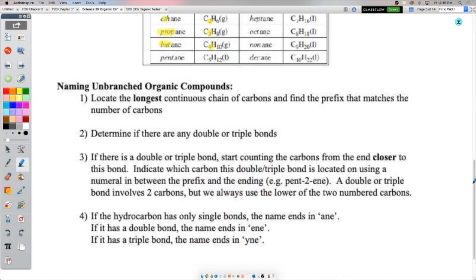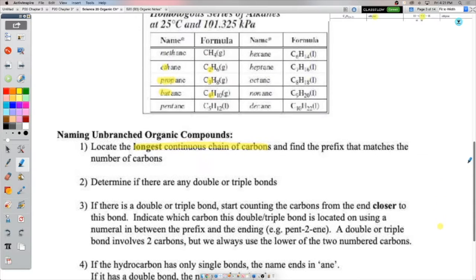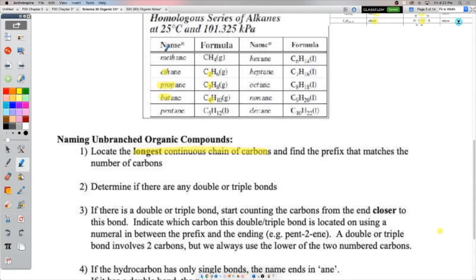Let's just quickly go through all the rules and then we'll do some practice with these unbranched hydrocarbons. So what do we need to do? First things first, locate the longest continuous chain of carbons. Then we're just going to find the prefix that matches that number of carbons. So if it had one in its chain, we would start with "meth." If it had five in its longest chain, we would start by calling it "pent," and then we would work out the ending. Next is just to decide if there are any double or triple bonds.